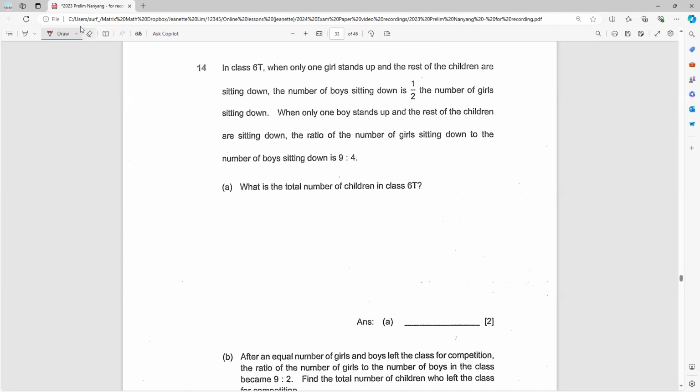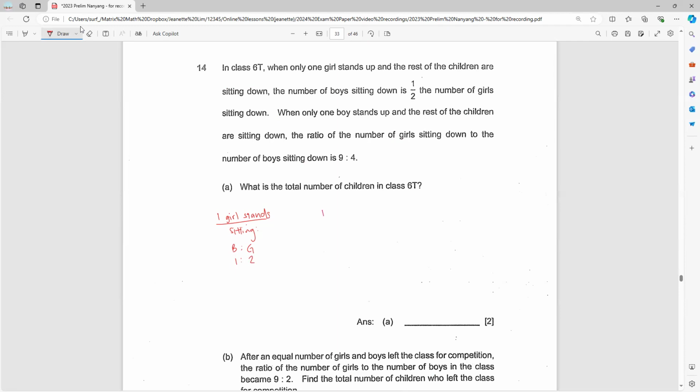Okay, there are 2 different scenarios. The first scenario, one girl stands up. Then the boys are half of the girls. So those who are sitting, B to G, boys half of the girls, so 1 to 2.